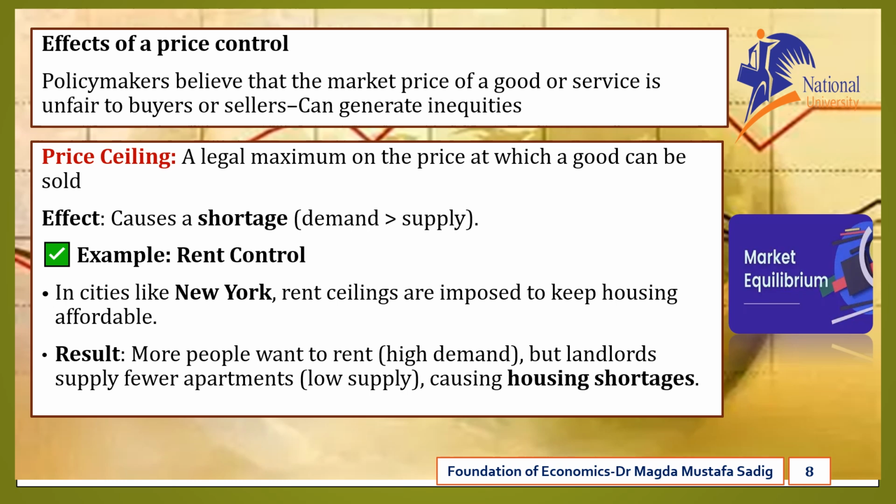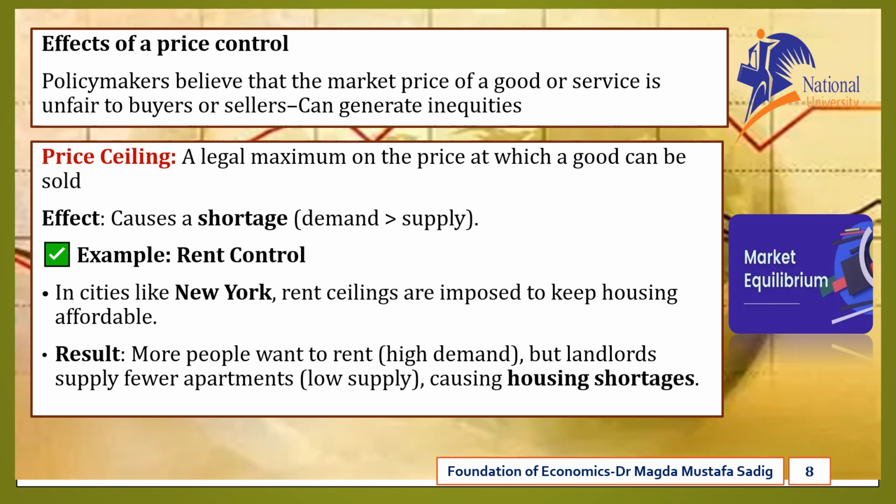In cities like New York, rent control laws cap rent to protect low-income tenants. While the intention is fairness, the outcome often includes housing shortages, decline in housing quality, landlords investing less in maintenance, and black markets for rental units. So although price ceilings are meant to increase affordability, they can cause market distortions and inequities over time.